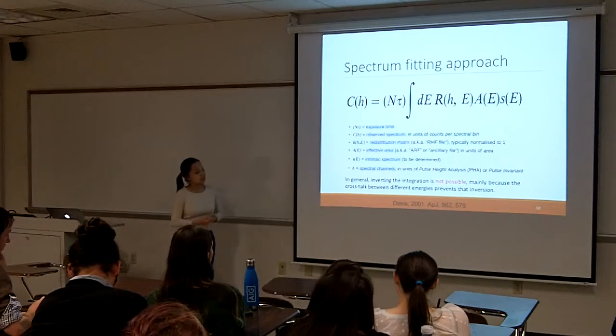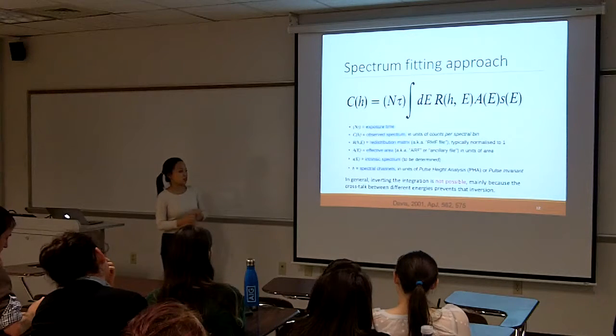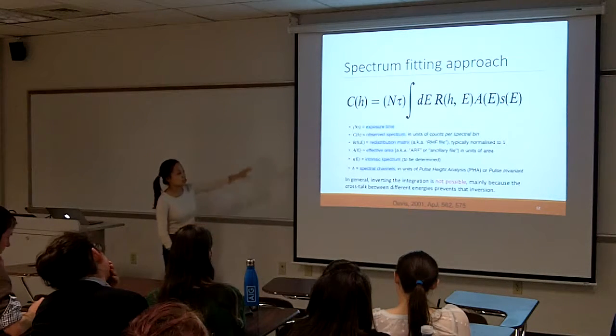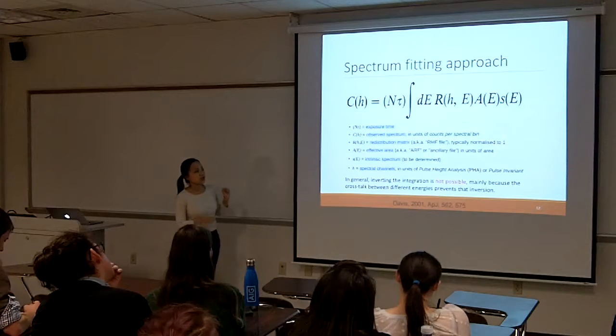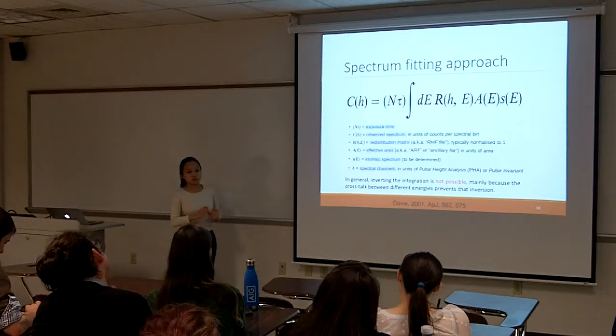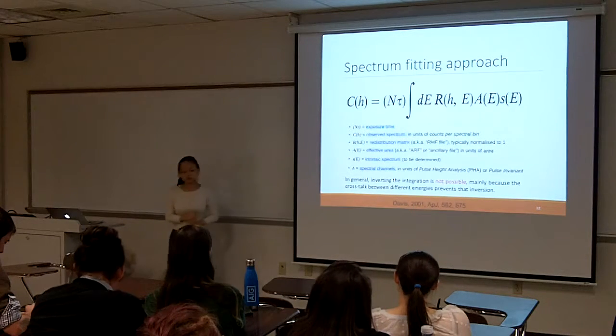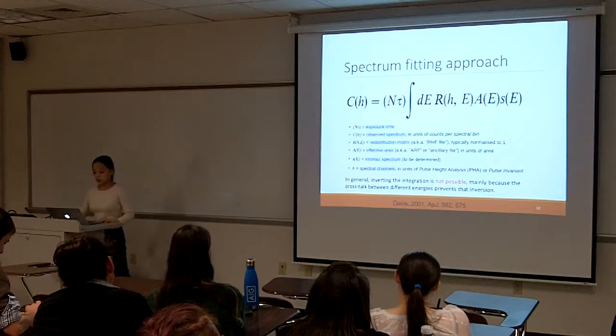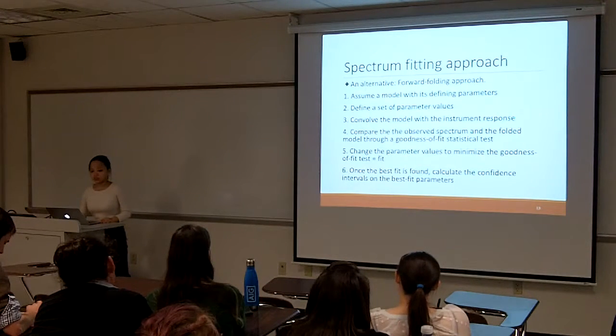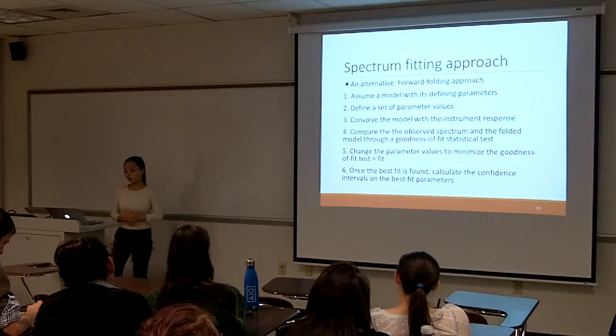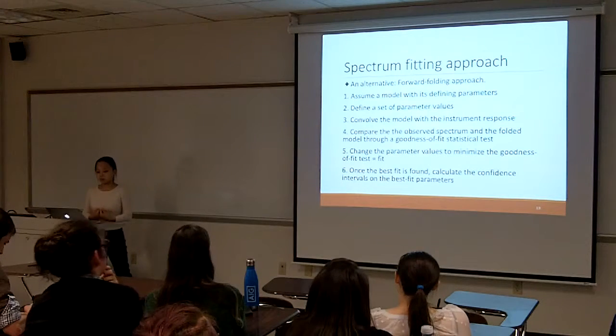But mathematically it is not possible, because of the crosstalk between the different energies, that is to say, the redistribution matrix is usually not invertible. And that's why we're doing the spectrum fitting. So this is called a forward folding approach.